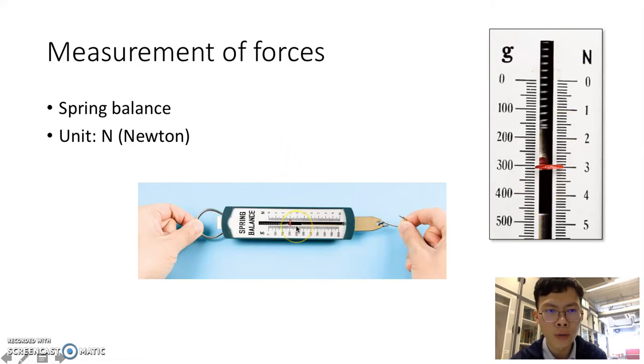And if you do the experiment, you may recall that at the beginning of the experiment, you may need to make sure that the pointer is pointing at 0 at the beginning. Otherwise, the instrument may not be really accurate. The reading may not be really accurate. So you need to adjust the starting point at 0.